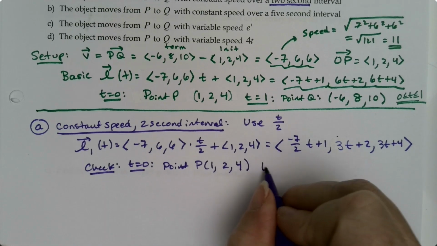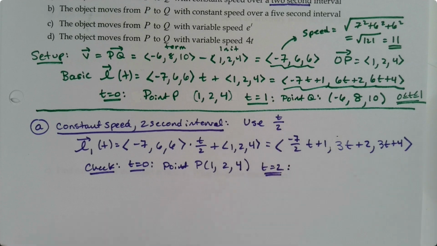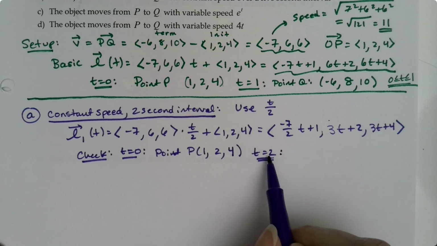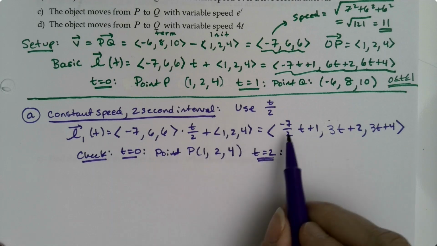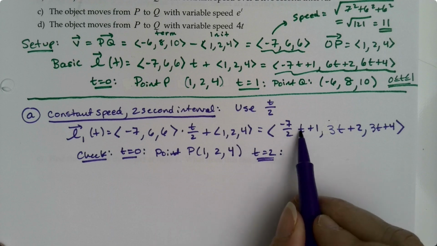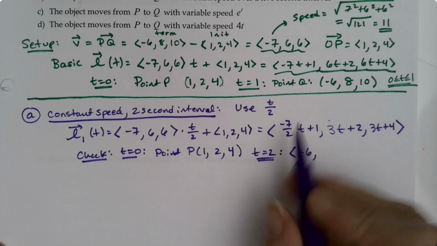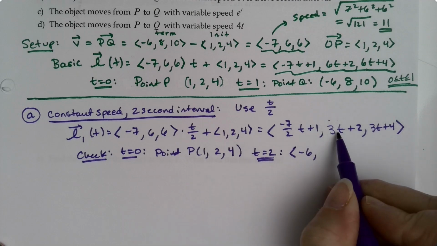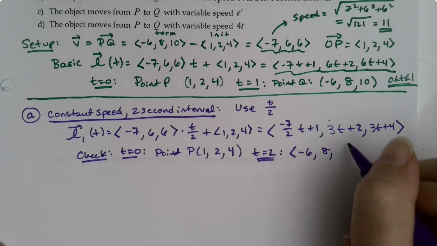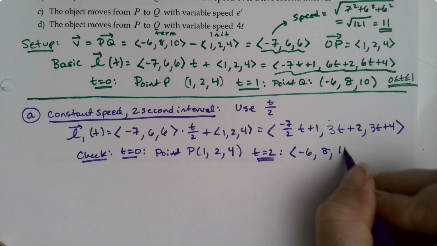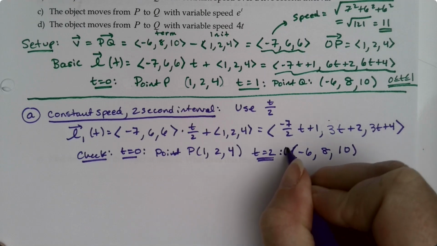And if t equals 2, right, because I want this to take 2 seconds, at t equals 2, I would be negative 7 times 2, which is negative 14, plus 1, which is negative 13. 6 times 2 is 12, plus 2 is 14. And then 6 times 2 is 12, plus 4 is 16. So I'm at point Q.